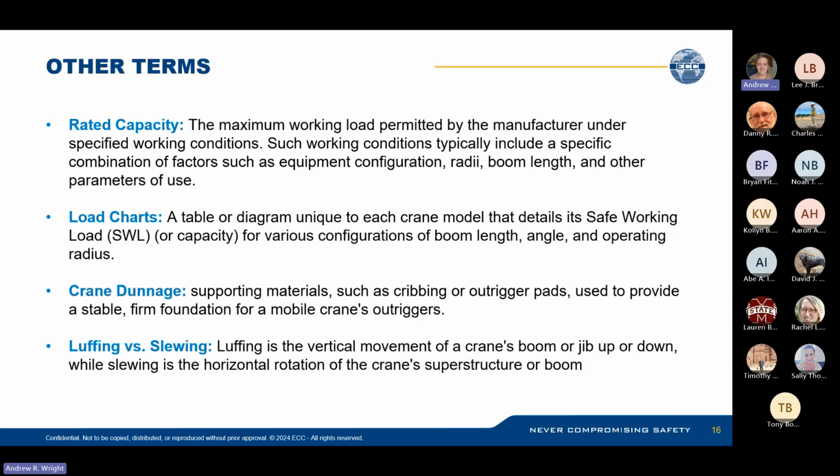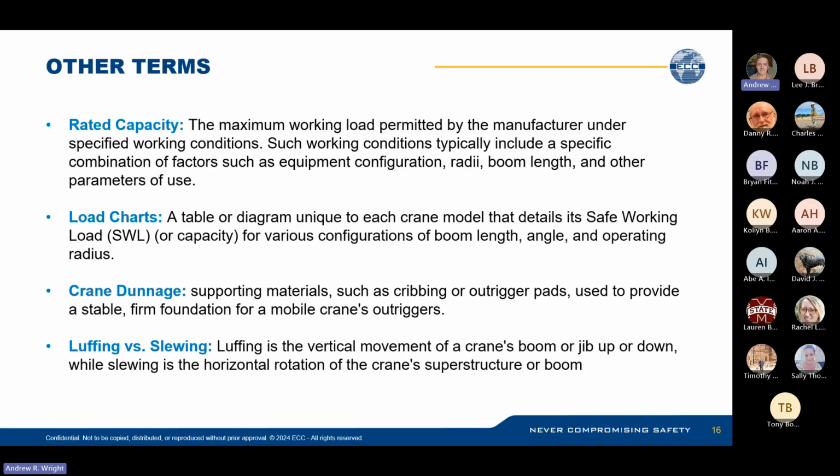Load charts. A load chart is a table or diagram unique to each crane model or other load handling equipment that details its safe working load, SWL, or its capacity for various configurations of boom length, angle, and operating radius. Crane dunnage. This is the supporting materials such as cribbing or outrigger pads used to provide a stable, firm foundation for mobile crane outriggers.